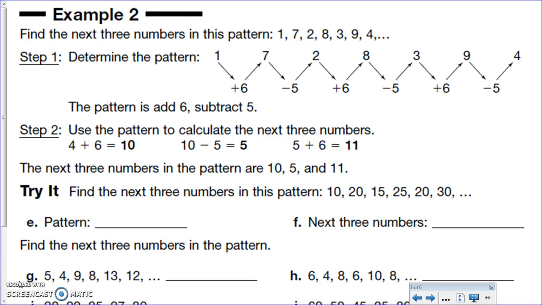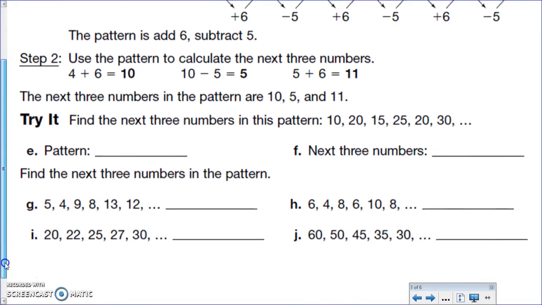Step 2, use the pattern to calculate the next three numbers. So we ended with minus 5 as our step. So add 6 is our next step. So 4 plus 6 is 10. Then we do 10 minus 5 is 5. And 5 plus 6 is 11. So the next three numbers in this pattern are 10, 5, and 11.